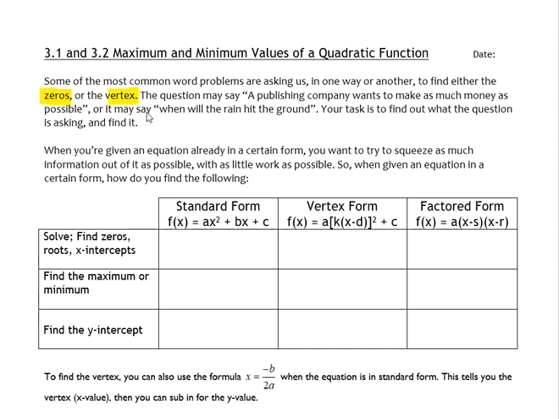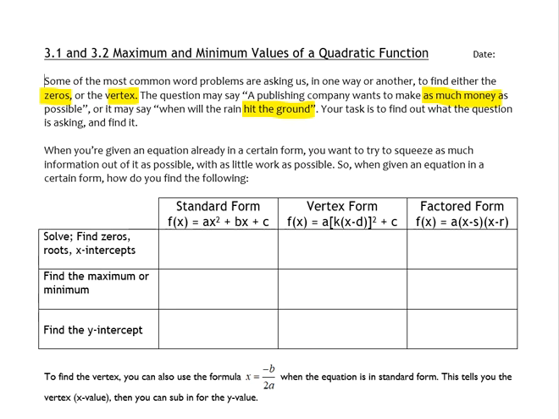If a question says a publishing company wants to make as much money as possible, would that be a vertex or a zero? As much money as possible, you're looking for a vertex. What if the question says, when will the rain hit the ground? Well, that's a zero. So what you have to do is find out what the question's asking for. Remember, another way of saying zeros is the x-intercepts.